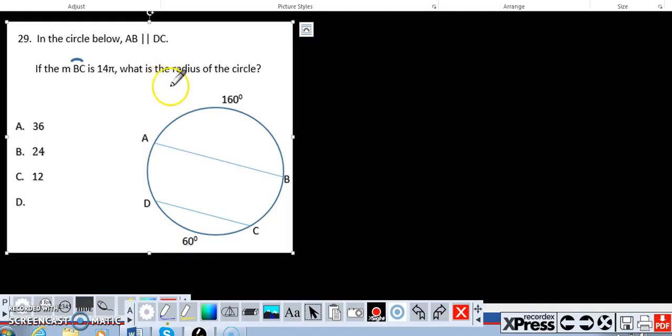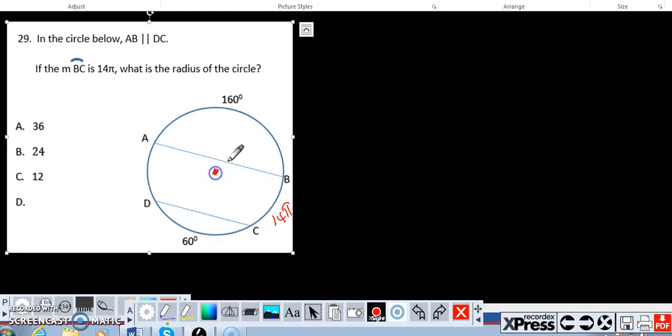Okay, so the question here is what is the radius of this circle? If the measure of arc BC, from here to here, the length of that is 14 pi. Basically, the length is 14 pi, whatever unit. If you put a tape measure on C and go all the way here, how long is that? That's your 14 pi right here. And the question is, what is the radius of this circle?